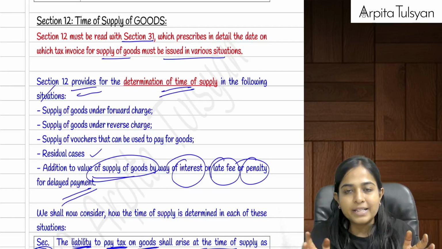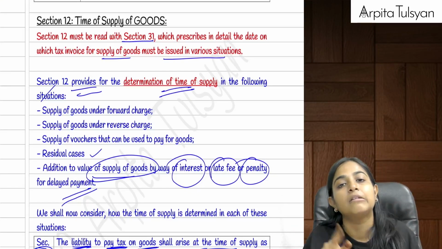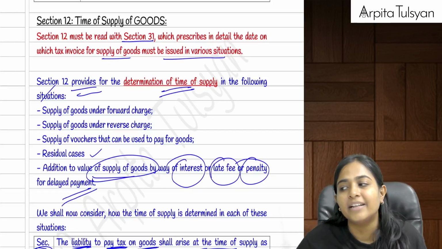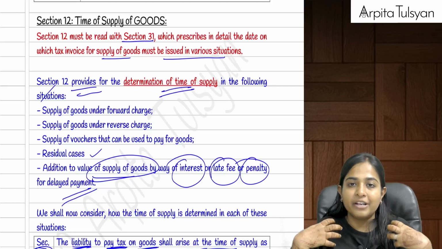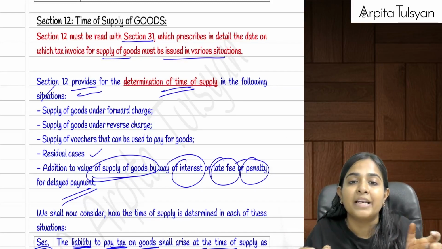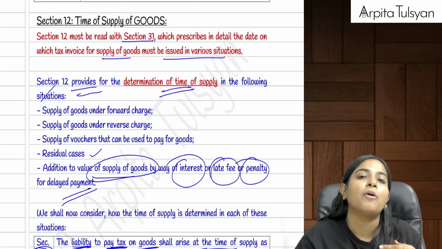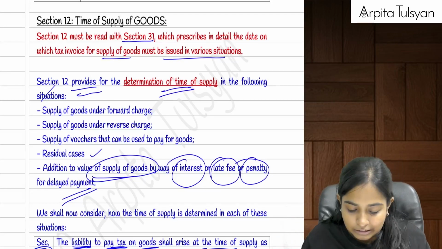Now, whenever we are doing section number 12 of the CGST Act, we have to do it along with section number 31 of the CGST Act, which talks about the tax invoices and the time period within which we are required to issue the tax invoice to the recipient. I am talking about the supplier. The supplier is going to issue the tax invoice, so what is the time period, what is the last day of issuing the tax invoice, etc.? More provisions about invoices are given under section number 31.